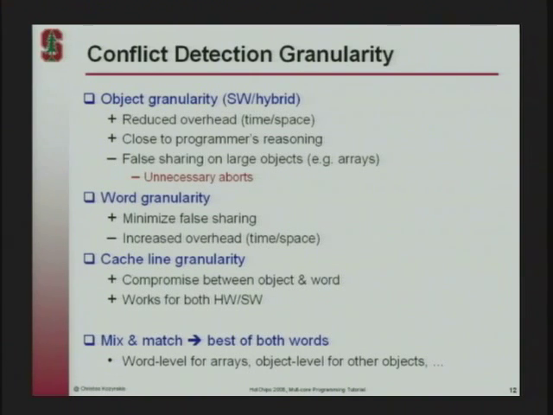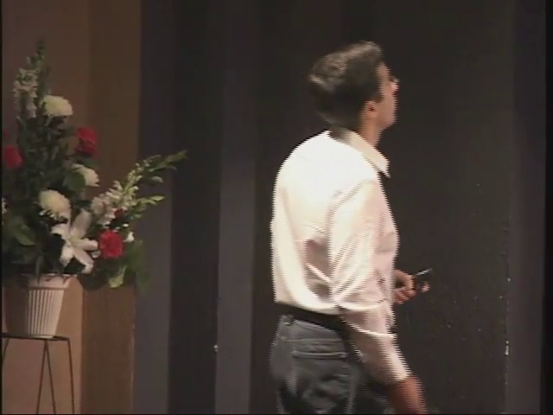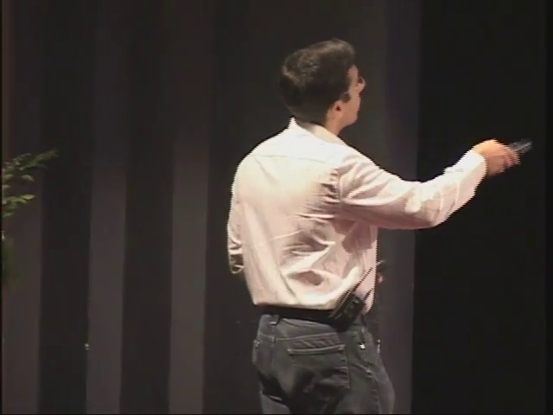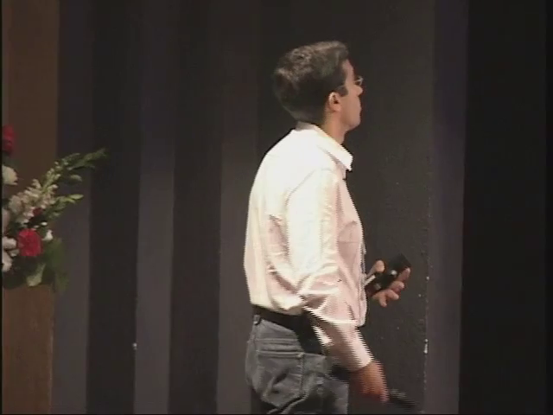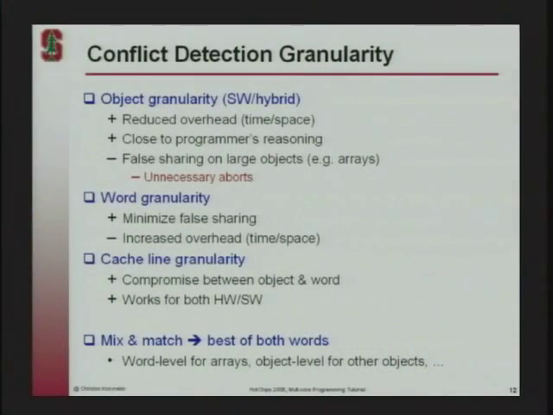Imagine two threads which use transactions to operate on a big array, and the big array is one object. Even though you may be operating on disjoint parts of the array, you're going to see dependencies because of the coarse granularity of tracking. At the other end of the spectrum, you have word granularity. You minimize these unnecessary aborts, but you're going to pay the overhead in time and space. And cache line granularity sits somewhere in the middle. And of course, you can mix and match, especially if you have a software system. You can do word-level granularity for arrays and object-level granularity for other types.